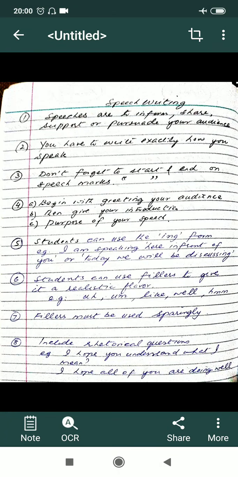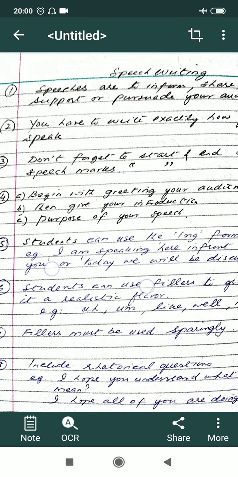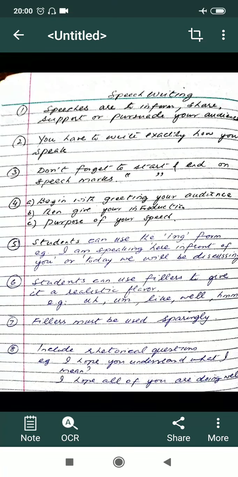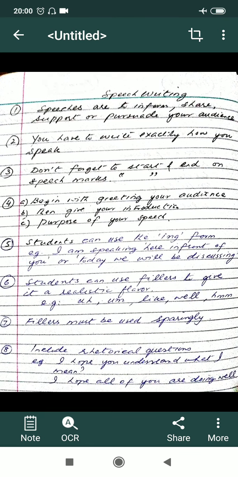Bismillahirrahmanirrahim. Students, we are doing speech writing, and these were the notes that I gave you. These were the tips, the points that you must keep in mind before writing a speech. I gave you this document yesterday as well, and I asked you to write it in your copies. Let's just get an overview of this before we move to our next task.